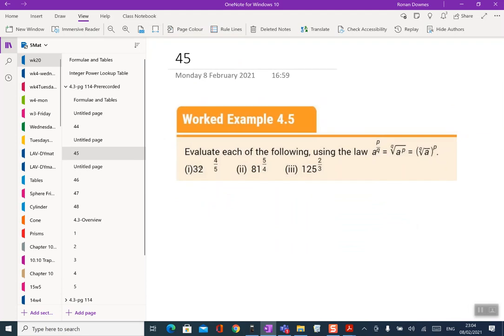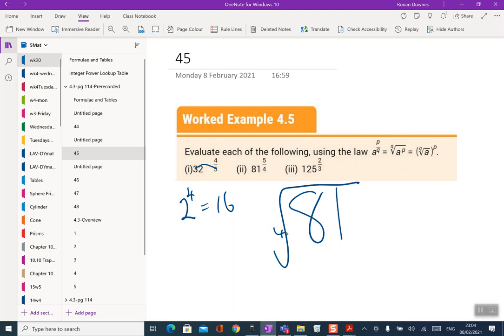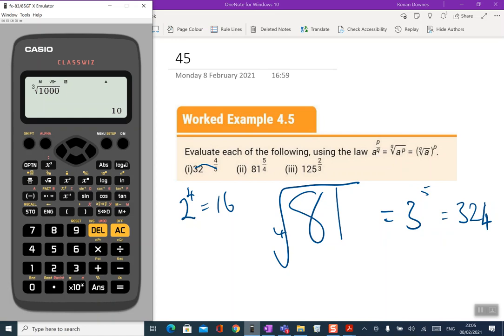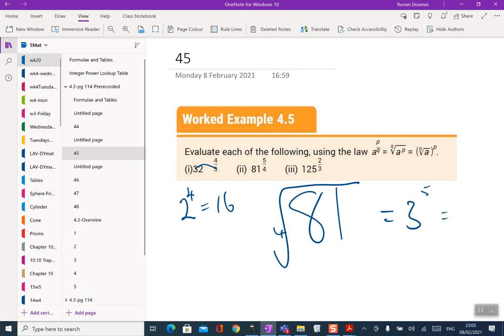Okay, so it's suggesting we take the fifth root of 32, which is 2, then we take it to the power of 4, which is 16. We take the fourth root, and you can write it in old notation, of 81, which is 3, then you take that up to the power of 5, which I think is 320, not sure, let's see. 3 to the 5, no it's not. It's not that.